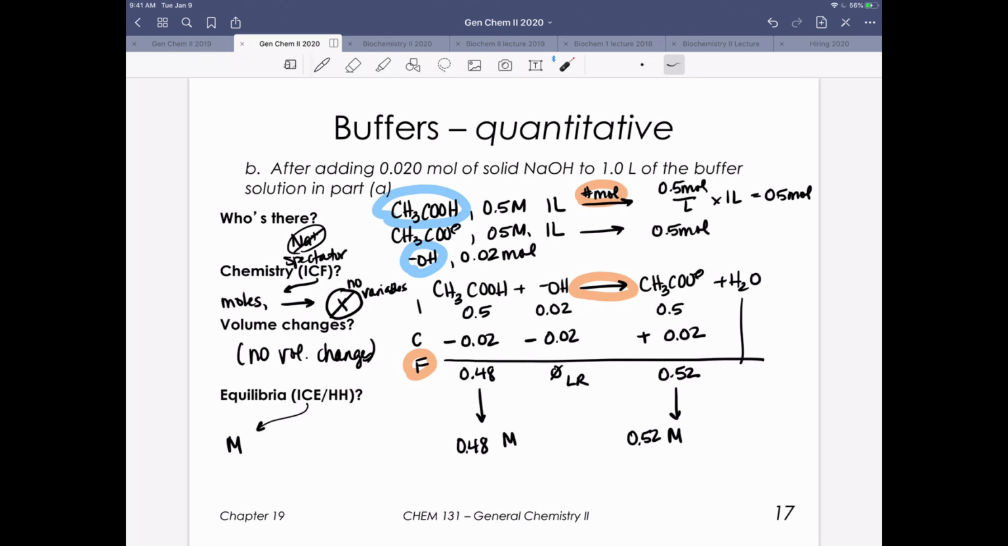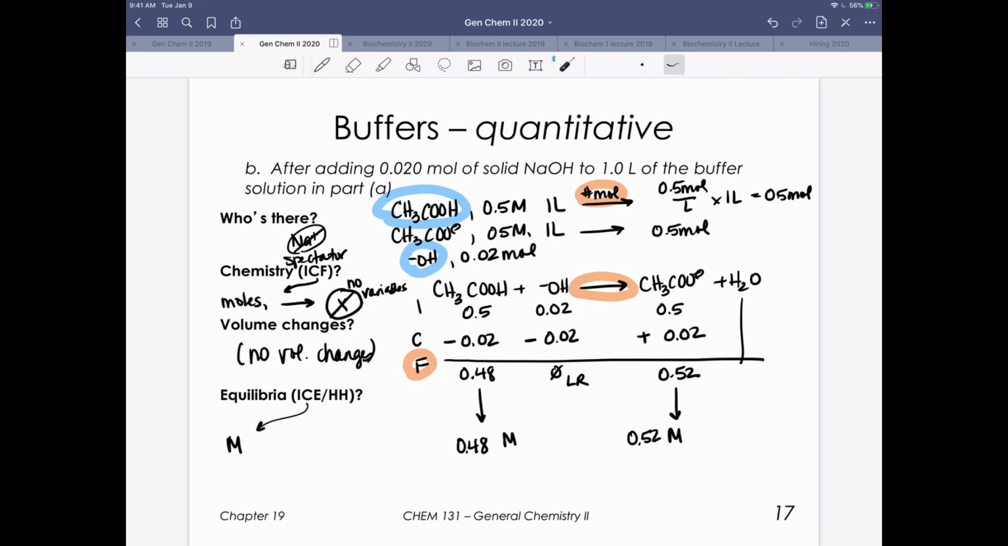So here's our ICF table. Just another little review here. An ICF table is going to be used when you have chemistry that looks like this. One-way reactions, not equilibria. We need to have moles in our ICF table, not molarity. And we don't ever see variables in this part of our chemistry here. We're just using an ICF table as a way to keep track of everything that's going on.